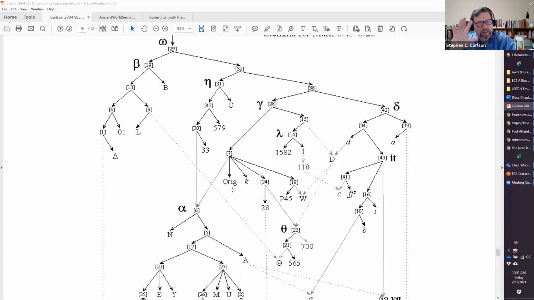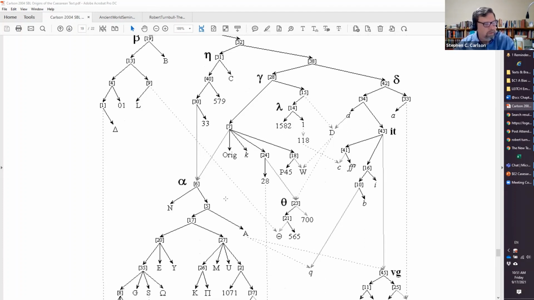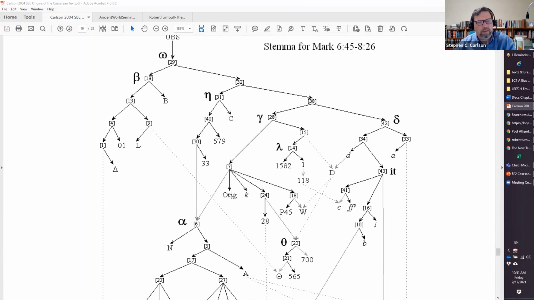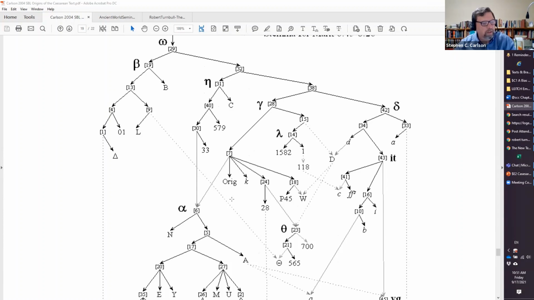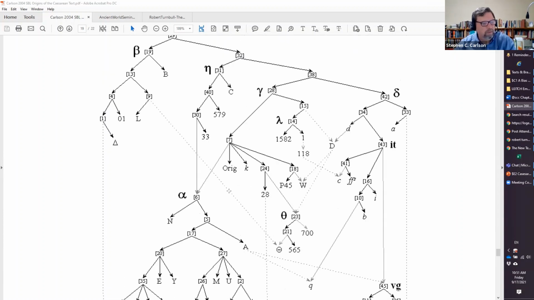So this brings back this whole recension theory or conflation theory of Westcott and Hort. I don't want to get into it, but that's what pops out of this thing here. So it looks like the Caesarean branch is there in the stemma. It's pre-Byzantine, but its members are mixed.